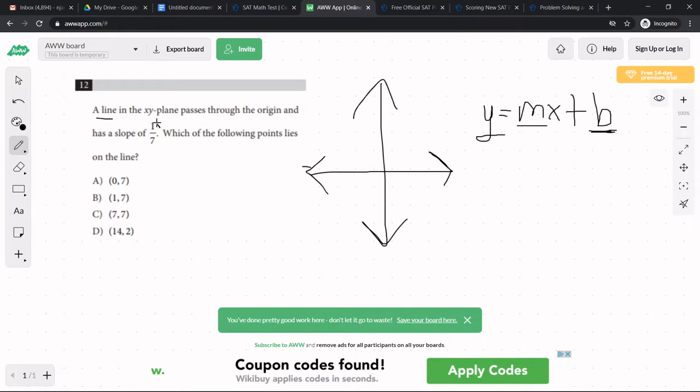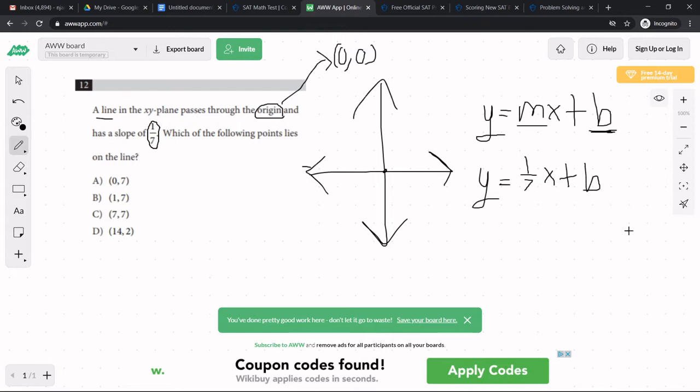So they've already given you the slope, and they say that it passes through the origin. For those of you who don't know, the origin is 0, 0, just the center of the coordinate plane, right there. And we know it has a slope of 1 over 7. So y equals 1 over 7, as I said, m is the slope, plus b.